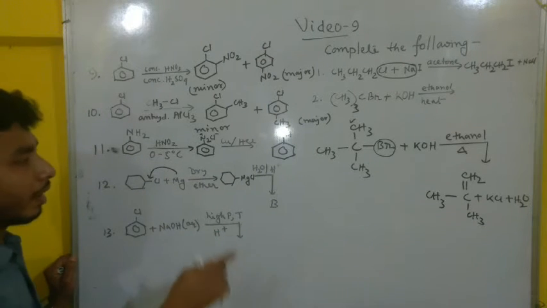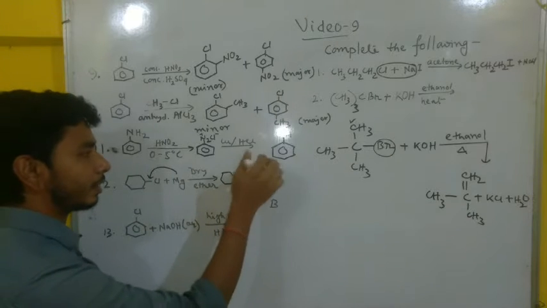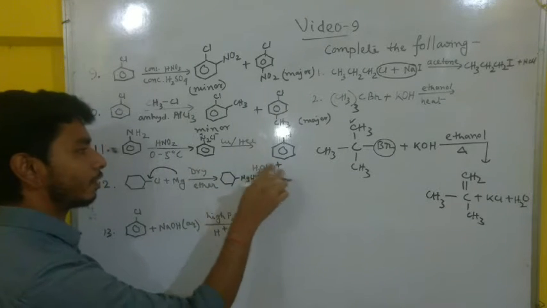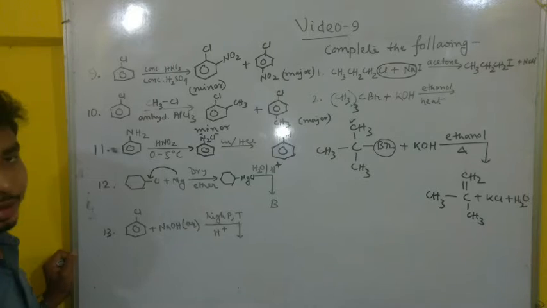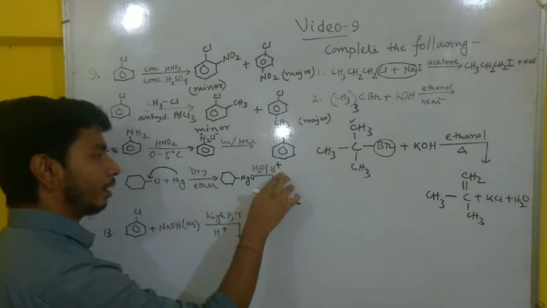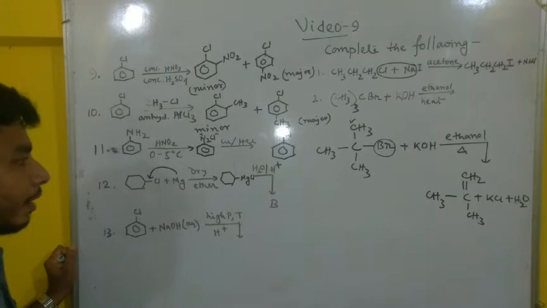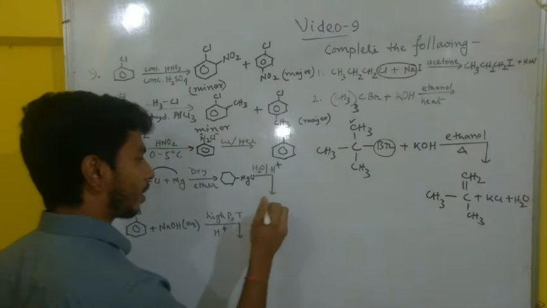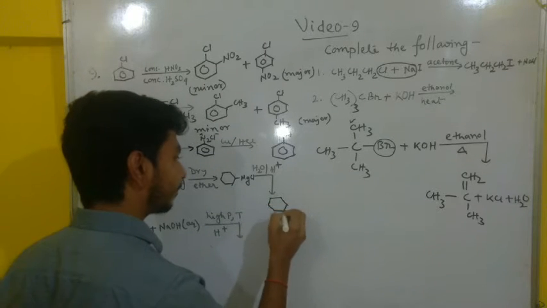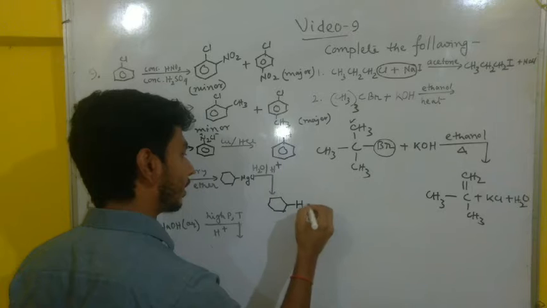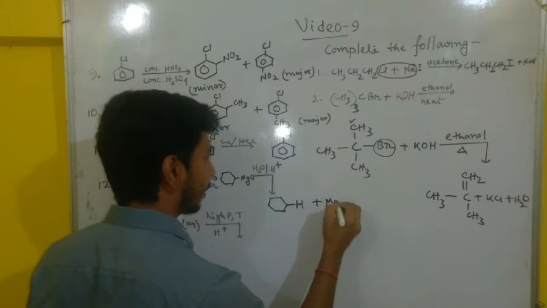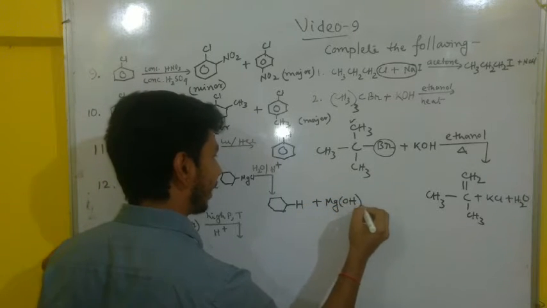And we also know that Grignard reagent is very sensitive to moisture. In presence of moisture, Grignard reagent reacts quickly and gives the alkane. So here in the product it is alkane, here it is H plus MgOHCl.